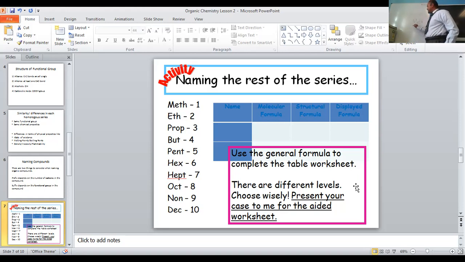Okay, and the second one, third one, and the fourth one. Okay, good. So you have M, E, P, B. So there are many ways to remember this.